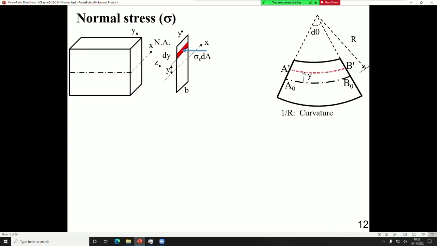Is this fiber on the compression side at the moment, or is it on the tensile side? Yes, please? Well done. It's on the compression side. It means it's getting slightly shorter. Now, r is the radius of curvature. It's always measured from the neutral plane of the beam, not from the top layer or the bottom layer.